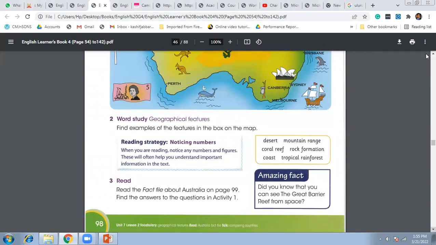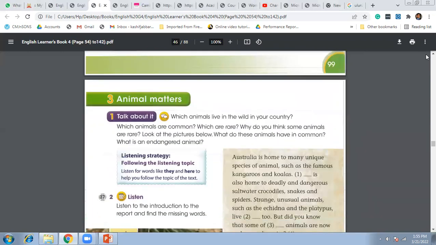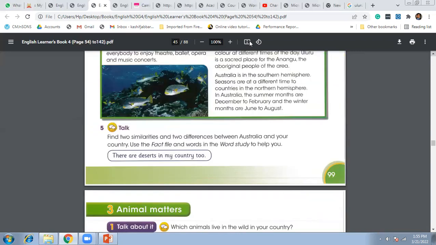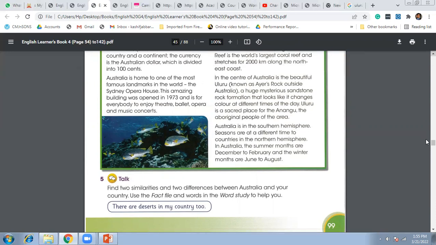But before going down to the next page, just give me a minute. Yeah, these are the information about Australia.